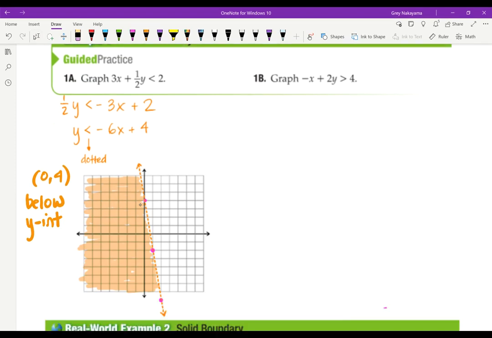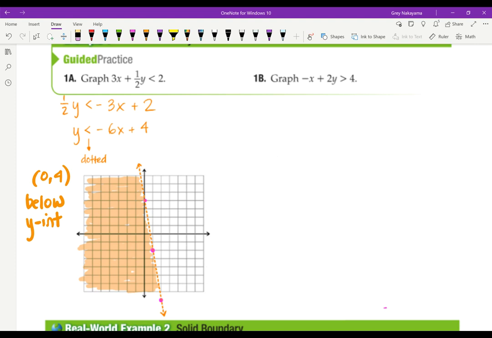I have my y-intercept of 0, 4, my slope of negative 6, down 6 over 1, down 6 over 1. We said the line would be dotted, and I found my y-intercept, and I shade below it. So below it means I'm on the left side of the line. So it's not always the left side, the right side, above or below. It really is all tied to that y-intercept.